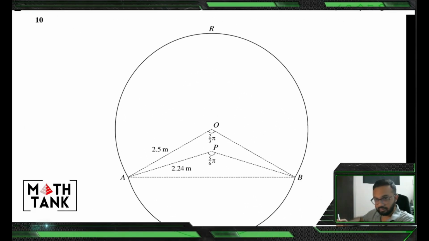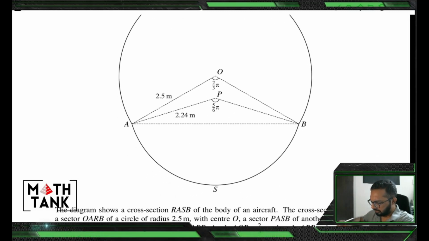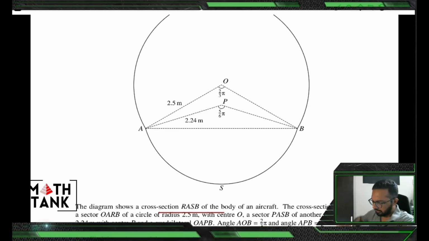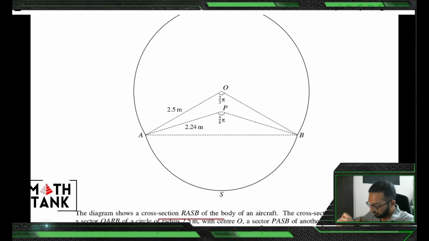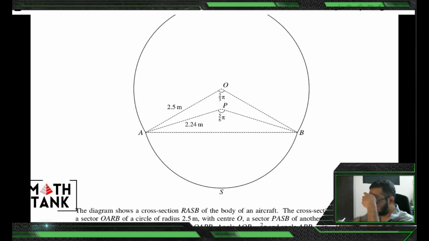Okay, let's look at this one. This looks unusual. It's on circular measure and I haven't done a circular measure question. So let's read that. I always tell my students to read this carefully because you see this is not a complete circle, as is obvious from the diagram as well, but if you're going through it very quickly you would probably ignore that. But it's important to read. RASB is the model of the body of an aircraft. The cross section consists of a sector OARB of a circle with radius 2.5 with center O, a sector PASB of another circle of radius 2.4 with center P.